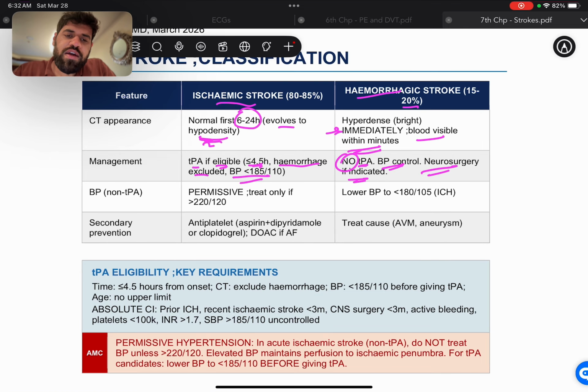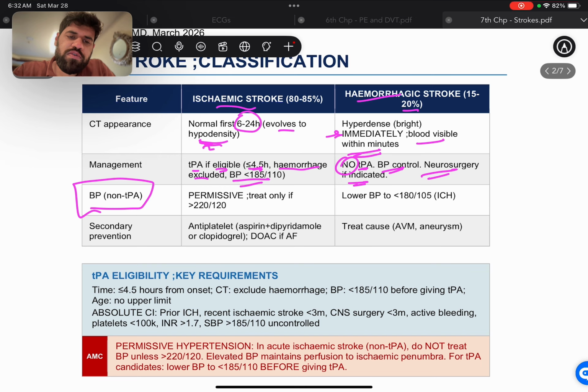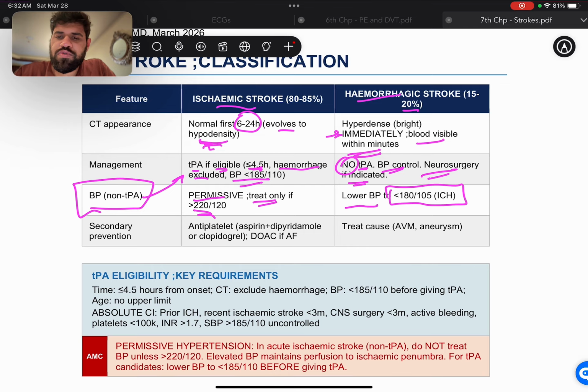Alright, and then moving on to BP for non-TPA patients, it's permissive: treat only if more than 220 by 120. Because if you had to give them TPA, we had to get the BP below 185 by 110, and for hemorrhagic stroke we have to lower it a lot more. The reason for that is that the blood shouldn't just gush out from the hemorrhage that is taking place. That's why the BP target in hemorrhagic stroke is lower than in ischemic stroke.